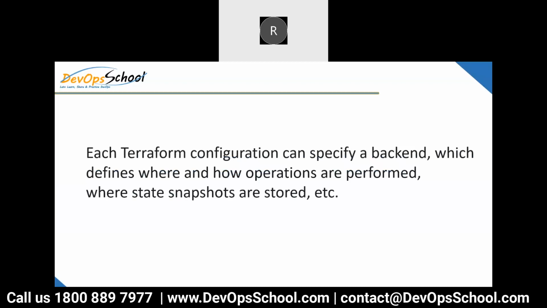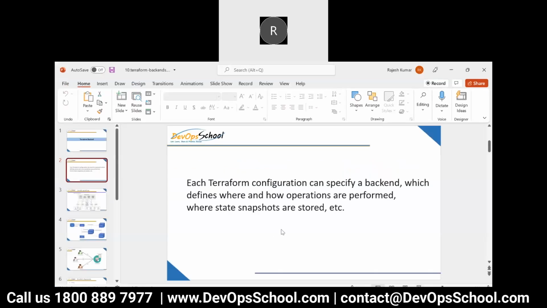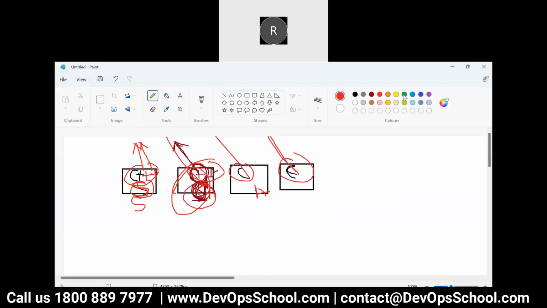Each Terraform configuration can specify a backend, which defines where and how operations are performed, and where state snapshots are stored. That means backend is a kind of syntax, a kind of code which will tell Terraform whether you want to store the state file on the same machine in the local directory, or in some remote location.